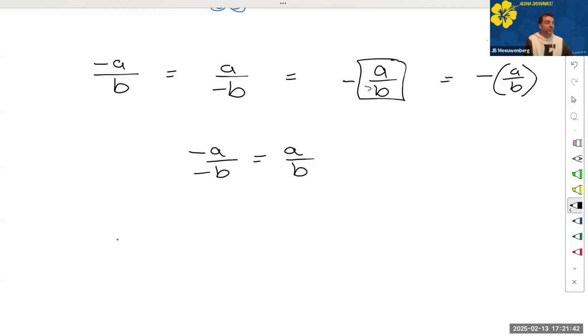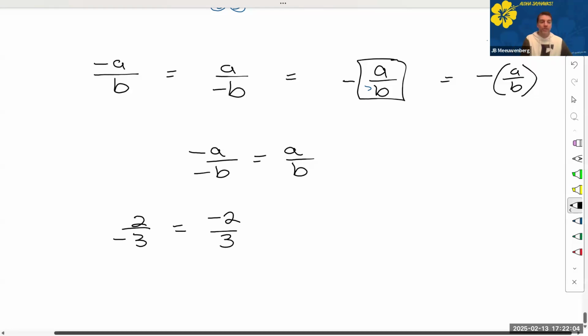Sometimes it might be more beneficial, if you have, let's say, a fraction with 2 over negative 3, for the problem you're working on, to rewrite it as negative 2 on top, 3 on bottom. Sometimes that could just be better for your situation.